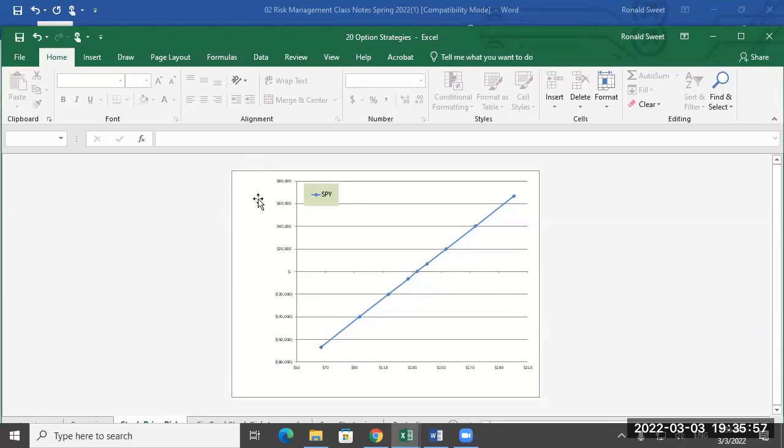So let's just assume your grandparents are retiring, and here's their portfolio. Let's say it's $1 million. If the stock market goes up, they make $60,000. If it falls, they lose $60,000. Say, well, that's too risky.